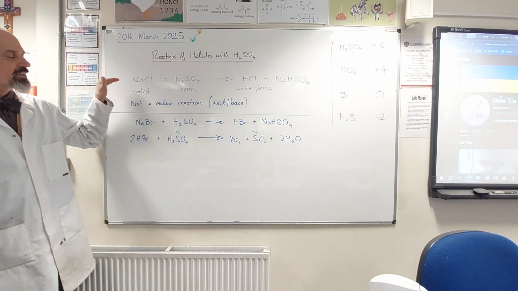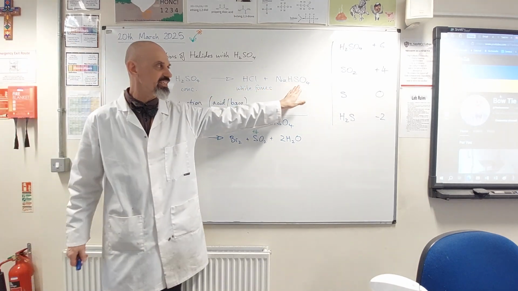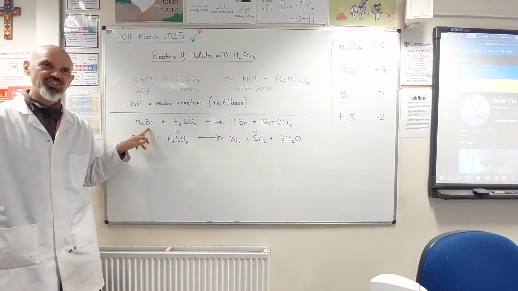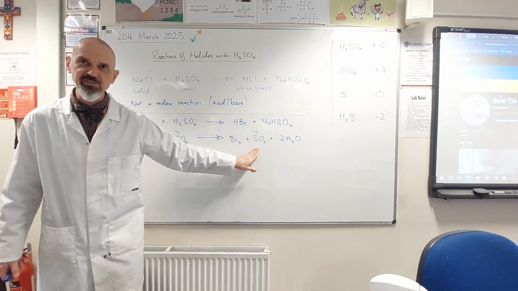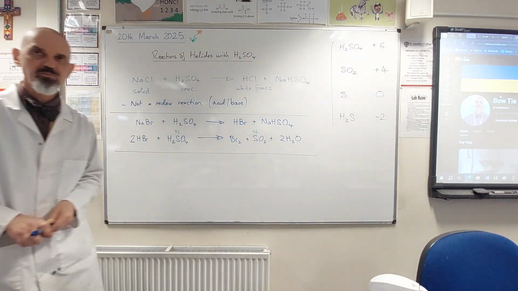The chloride can't reduce the sulfur at all. It's still at +6 here. The bromide is a stronger reducing agent. It can reduce the sulfur down to +4, but that's, again, as far as it can get.